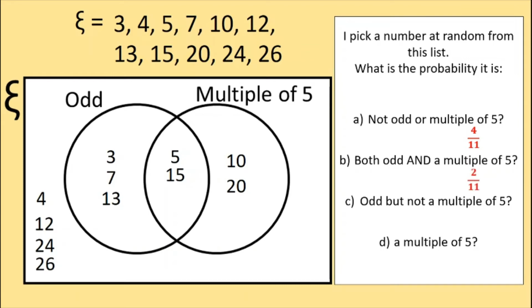Okay, our answers are 2 over 11 because 2 are in the middle. 3 over 11 because I've got 3 numbers that are odd but not multiples of 5. And the final one, 4 over 11. I have a total of 4 numbers that are multiples of 5. 5, 10, 15 and 20. Don't forget the multiples of 5 is the whole circle.